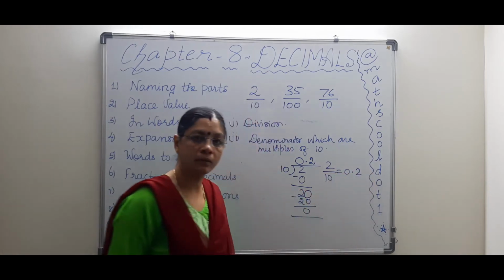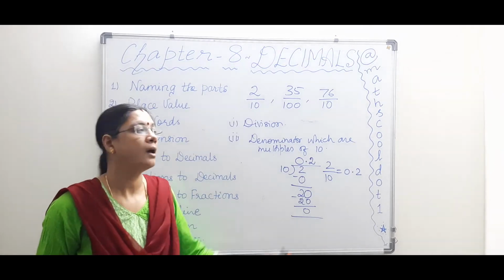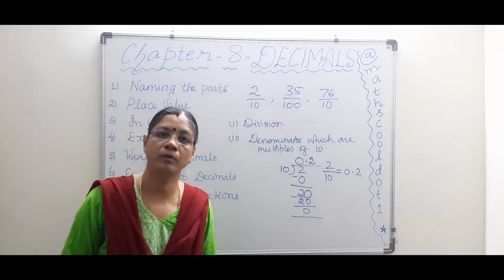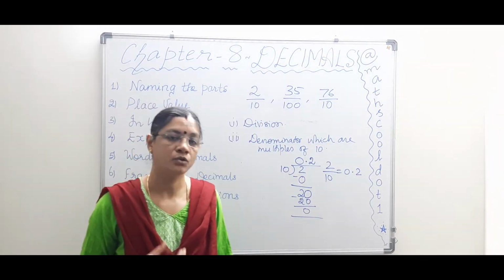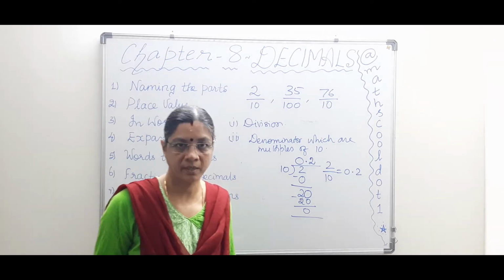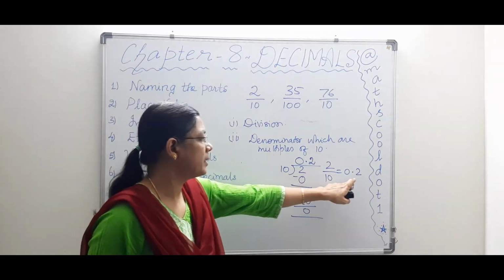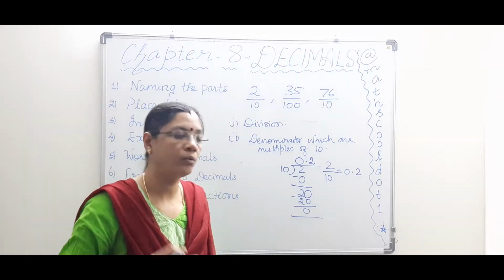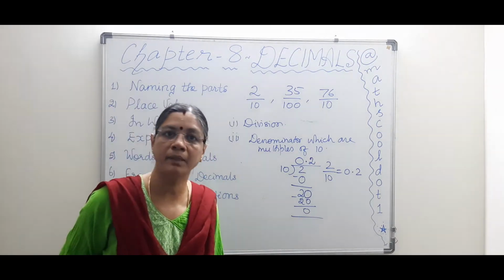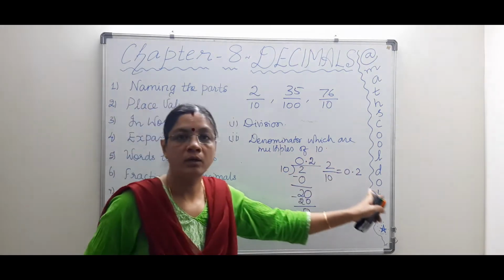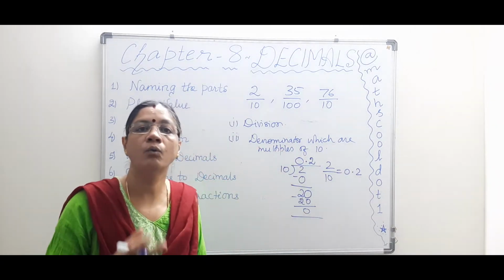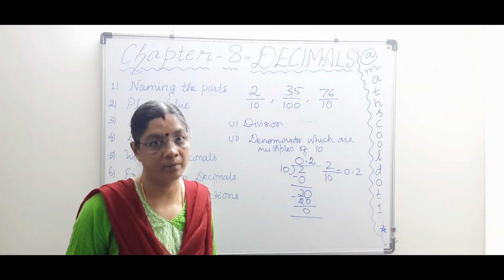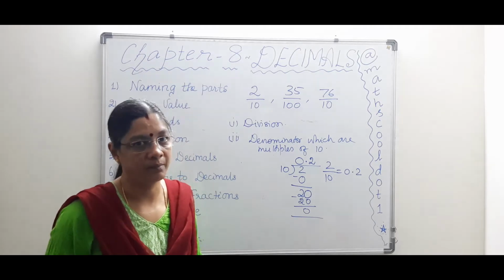So 2 by 10 is equal to 0.2. Do you understand? This is according to the division. I'll do the division for the other two also, so that you will be able to understand more easily. If we do it again and again, practice makes perfect, isn't it? So 2 divided by 10 is equal to 0.2. Now we'll move on to the second method, that is depending upon the denominator which are multiples of 10. Then how do we put decimal points, or how do we write decimal numbers?